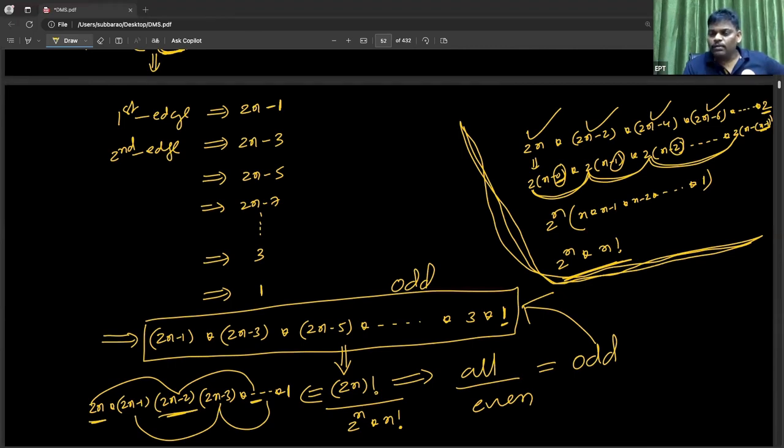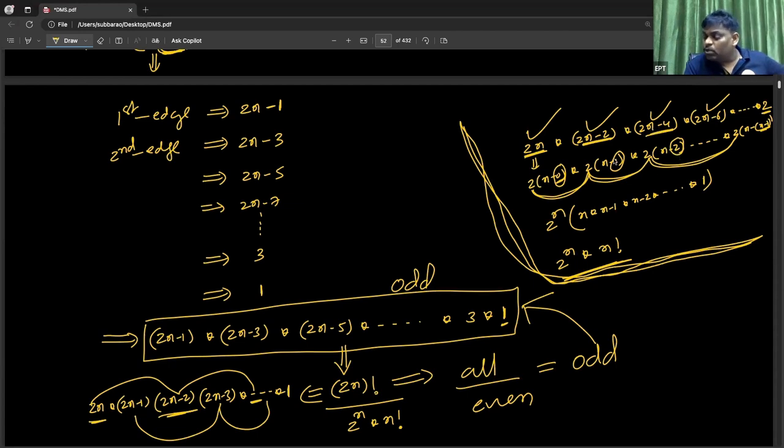Total 2n. In the 2n people, n even and odd, what is there in that? See, it is the 2n. Next one, 2n minus 2. If you take common 2, it becomes 2 into n minus 1. 2n minus 4, if you take common 2, 2 into n minus 2.